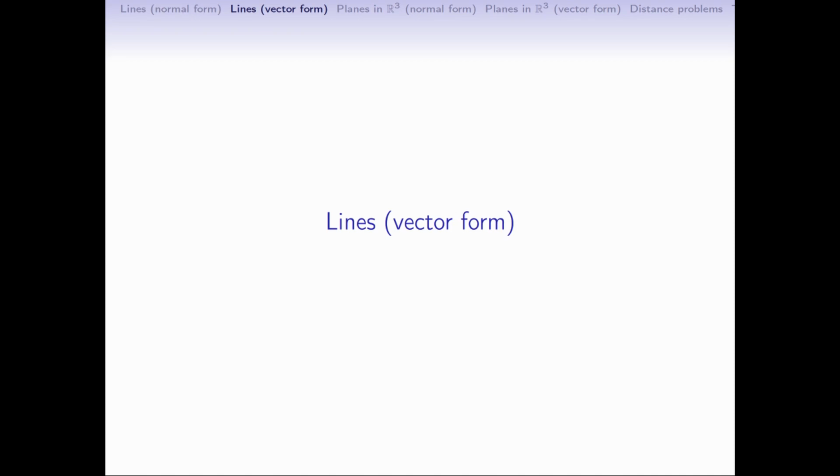Now we're going to want to talk about lines in vector form. And one of the things that we're going to see by looking at lines in this vector form is that it will allow us to talk about lines in higher dimensions. So we can lift the idea of line out of the plane and talk about lines in three-dimensional space, or in general in n-dimensional space.